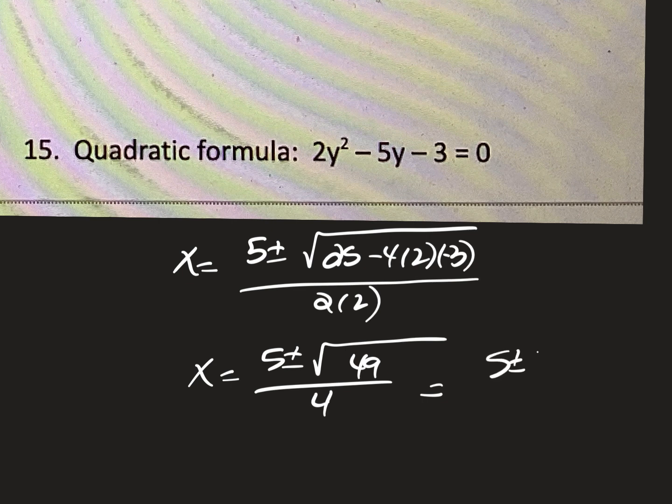Okay, so the square root of 49 is 7 over 4, and here I'm going to finish. 5 plus 7 is really 12. If I do 12 divided by 4, that's 3. If I do 5 minus 7, that's negative 2 over 4, which is negative 1/2. And there you have it.